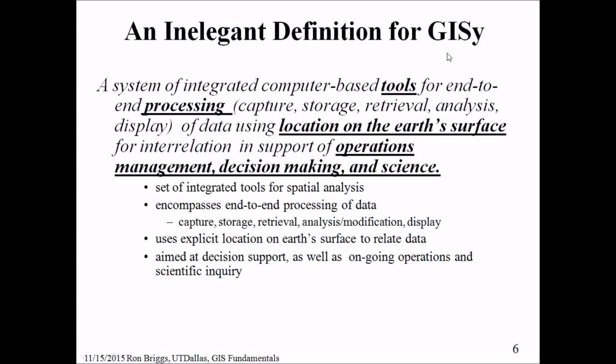One more definition of GIS is a system of integrated computer based tools for end to end processing of data, which is database stuff basically, using location on the Earth's surface for interrelation in support of operation management, decision making and science. So whatever we are doing is related to geography and related to decision making.